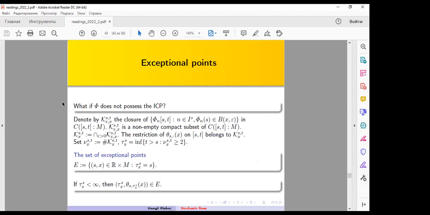Now, what if the skeleton phi doesn't possess the instantaneous coalescence property? In this case, theta may not be a strong flow, so we look more precisely at points where the flow property can fail. Define the set of exceptional points as follows. This is the set of points S_x such that immediately after S there is a possibility to branch for trajectories.